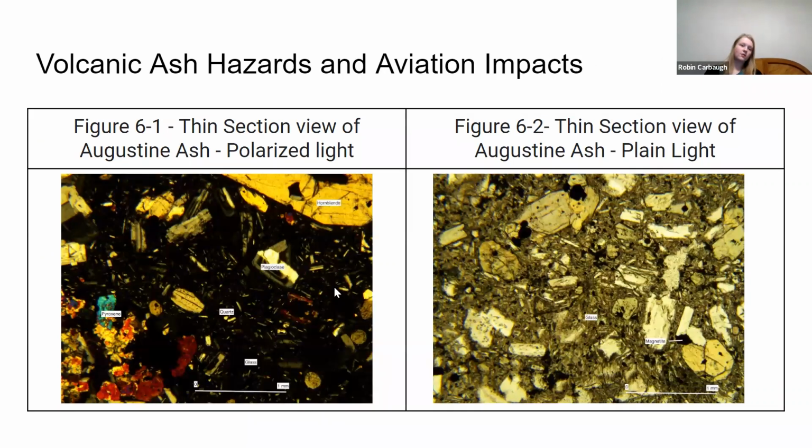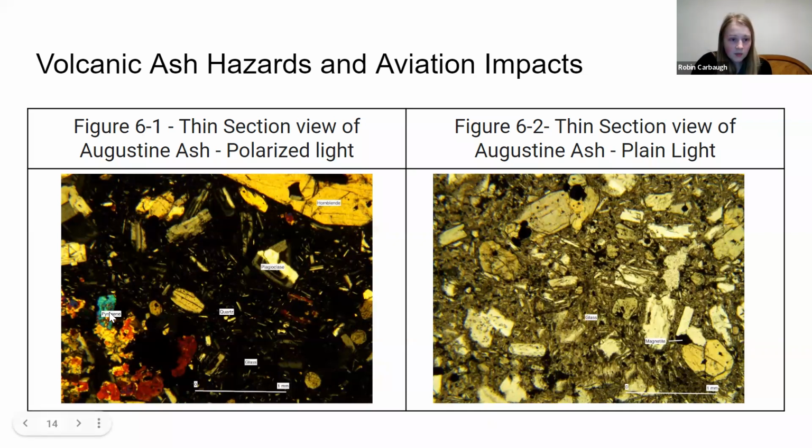So the next part is going to look at volcanic ash hazards with airplanes. So these two images are showing ash underneath a microscope. And then you don't need to really worry what polarized versus plain light means. That's just something geologists use to help identify minerals using like color.